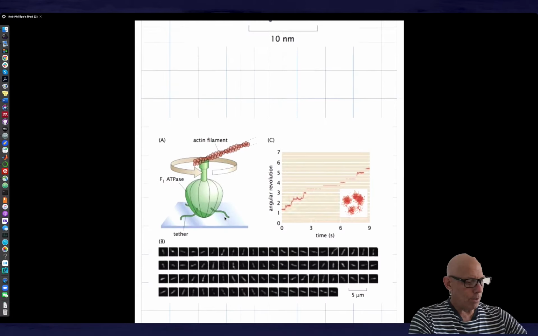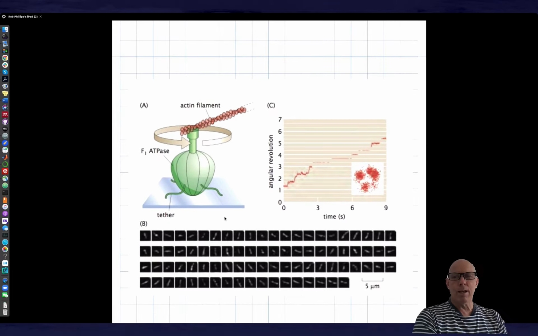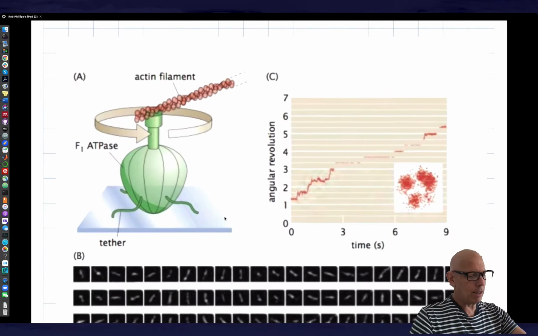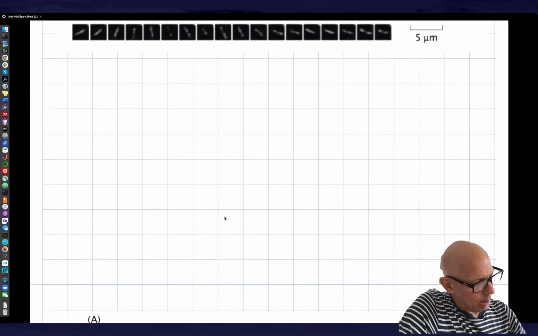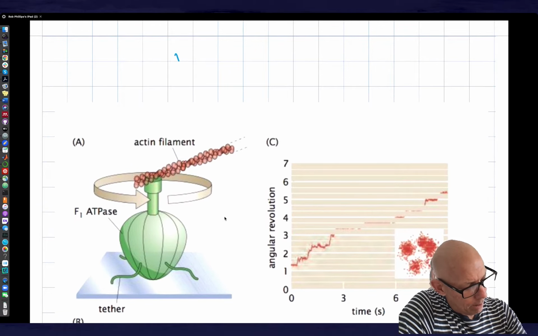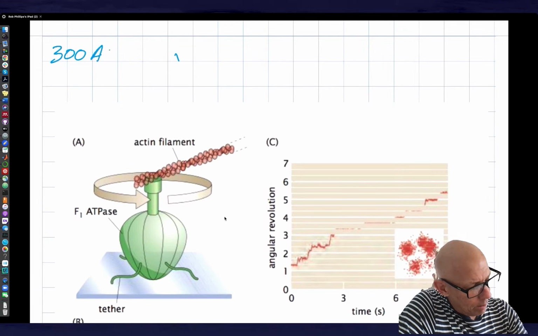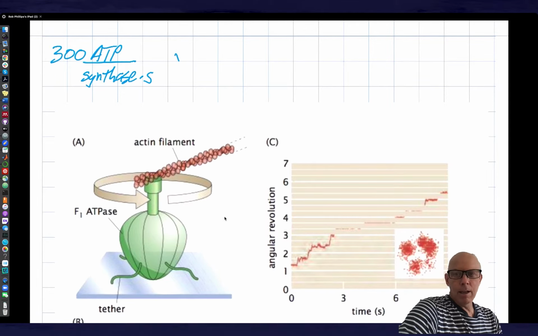As I show you here, every time the ATP synthase makes one complete rotation, it produces 3 ATPs. So what we learn from that is that there are roughly 300 ATPs synthesized per second. Let's note that here. So I'm going to say 300 ATPs per synthase per second. That's the intrinsic rate at which these guys operate.